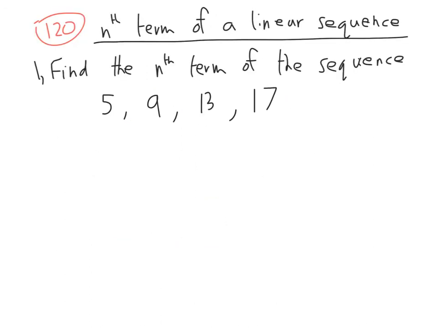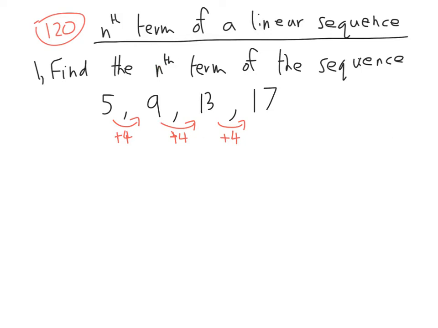Now we're going to study linear sequences in more detail and find the nth term of a linear sequence. So number 1, we have to find the nth term of the sequence 5, 9, 13, 17. This is a linear sequence. We know this by the fact that it goes up an equal number each time. And that's the first thing you would spot. It's gone up by 4 each time. The nth term is basically asking you what's the rule to generate any term.